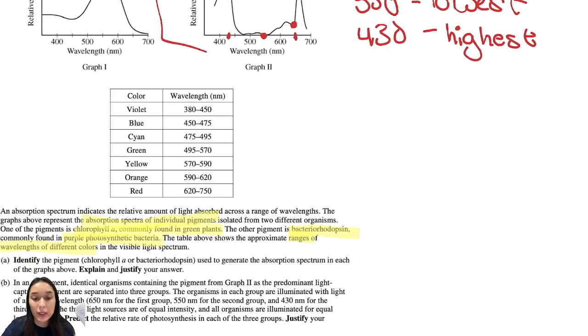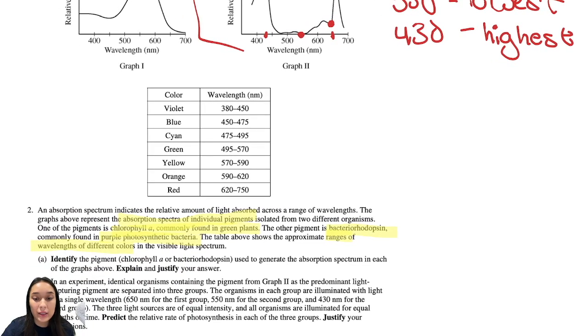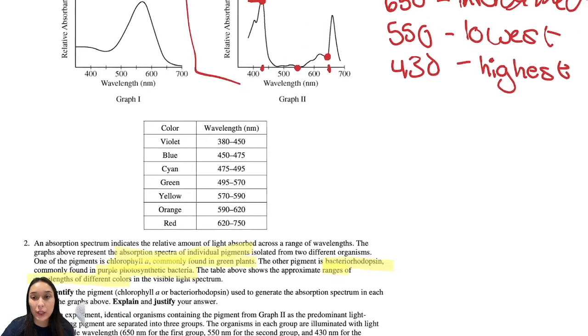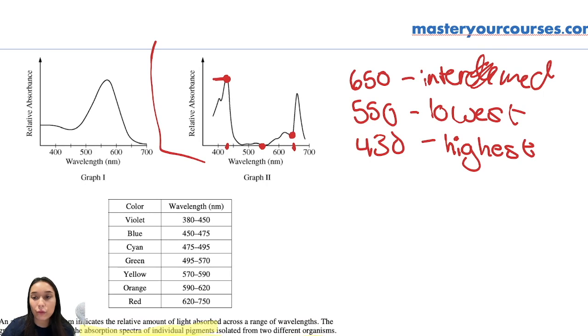So it says predict the relative rates of photosynthesis in each of the three groups and justify your prediction. For this one, I would write out the entire thing. You would have to say it for each one of them. Just saying that 550 is the lowest and 430 is the highest is not enough. You have to say all three of them and describe their rate. Students might get confused because you think about rate and you think that you have to actually calculate it. These are pretty relative, so it's just going to be this one's the highest, this one's the lowest. You're not actually going to get a numerical output.